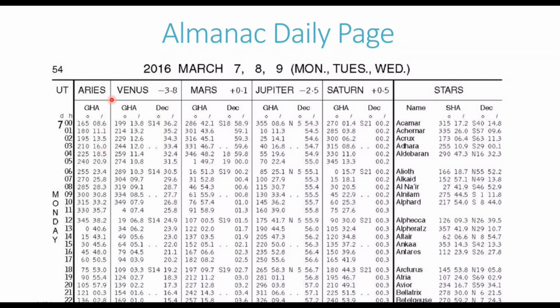The declination of Aries is not given because the first point of Aries always remains on the equinoctial. Its declination is always 0. There is no change in its declination.